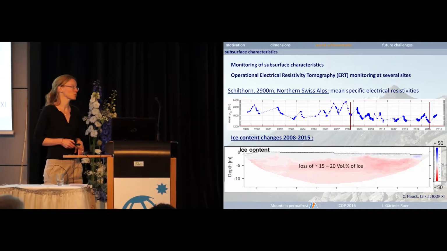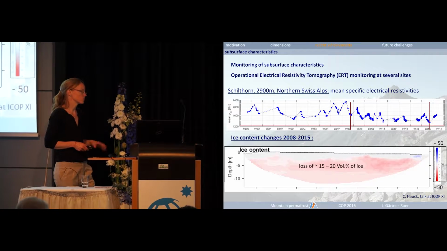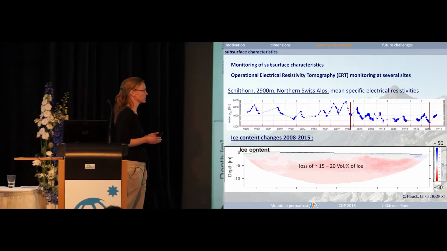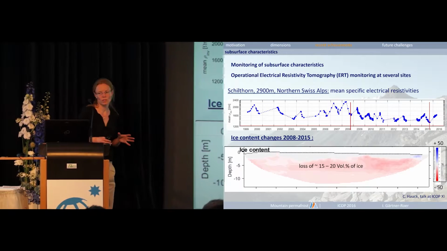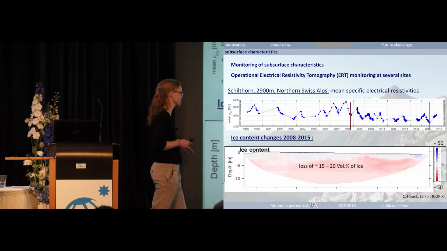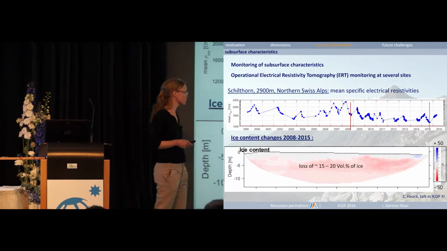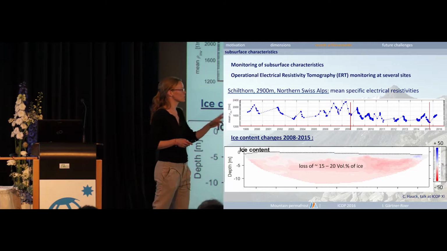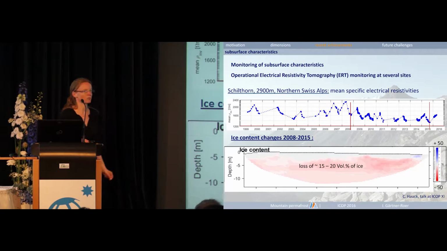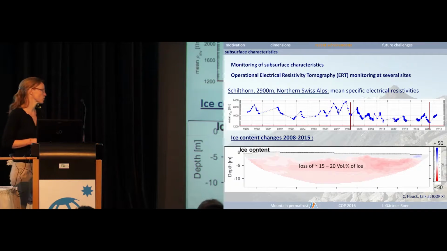And as Christian also presented during this conference, they can calculate the characteristics of these different phases, like the rock content, the ice and water content, and the air. And over the period from 2008 to 2015, they could show that at this site they can quantify the ice loss to about 15 to 20% of the former volume.